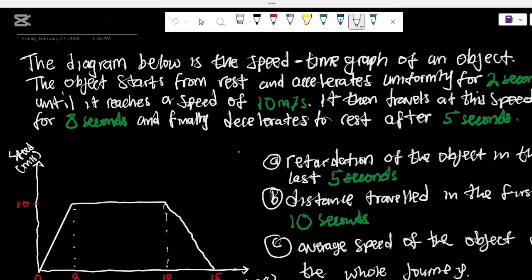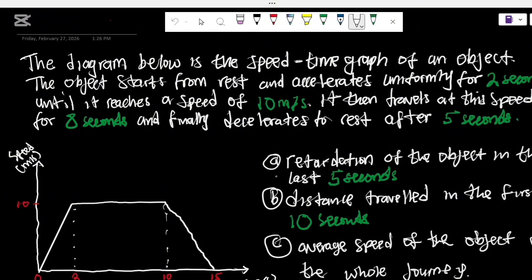The diagram below is the speed time graph of an object. The object starts from rest and accelerates uniformly for 2 seconds until it reaches a speed of 10 meters per second. It then travels at this speed for 8 seconds and finally decelerates to rest after 5 seconds.